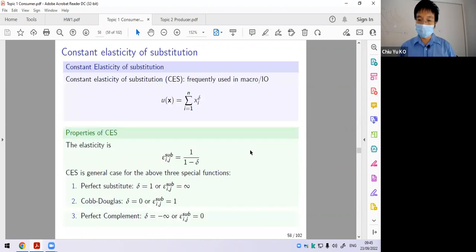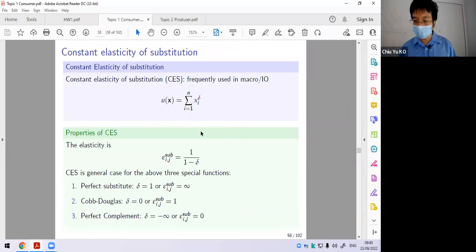I'm not going to go into detail, but I just want to say that this is a very important function that you will see in a lot of papers because it's very convenient. It is convenient because it's easy to see when you add one more good to this model. This utility function is still well defined and also has a very nice property, which is convenient compared to other utility functions you want to add on.